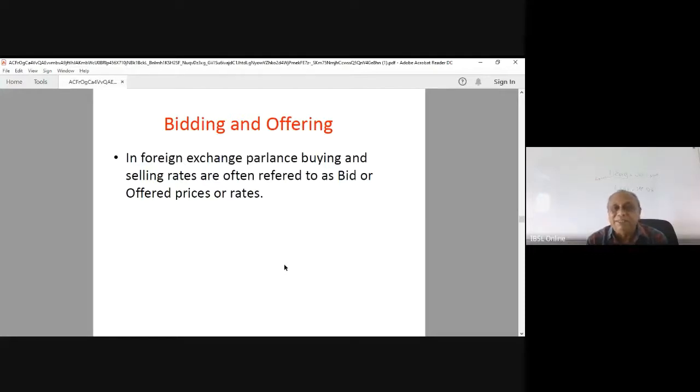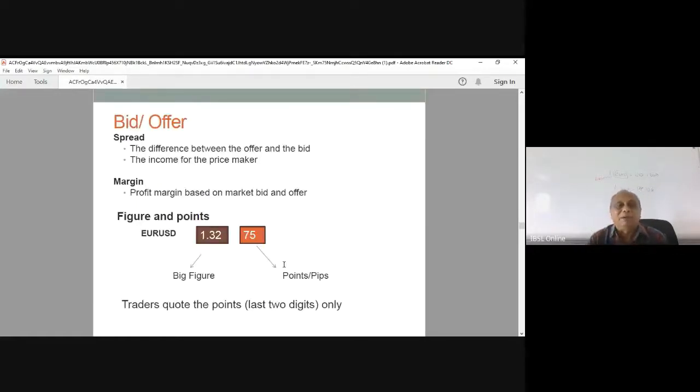And there's another word we use in forex jargon, that is bid and offer. Bid means when you buy, you say bid. When you sell, you say offer. Bid and offer. Now, this is how it is happening.